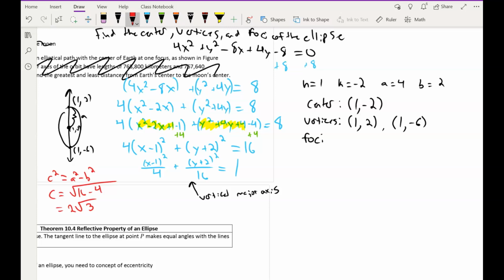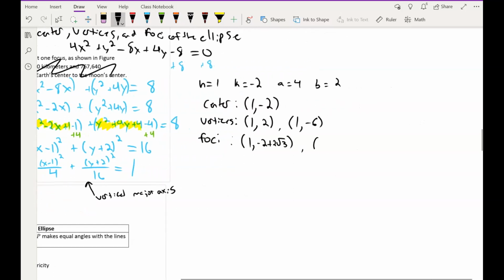The reason that's important is because we want to find that focus, this part right here. And our focus is basically just a distance of c from that center. So if our center again is (1, −2), we still have that same h value, 1, but now our y value is changing. We're moving a distance of c from that center. If I start at −2, it's −2 plus 2 root 3. And if we move the other direction, if we subtracted it, that'd be (1, −2 minus 2 root 3).